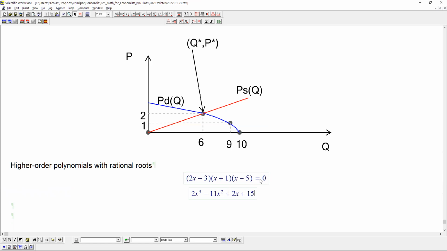All right, so what I want is to recover this form from this form, because if I have this form, then I know my three roots are these roots. So the solution for this to be 0 is x equals, you know, yes, 3/2.